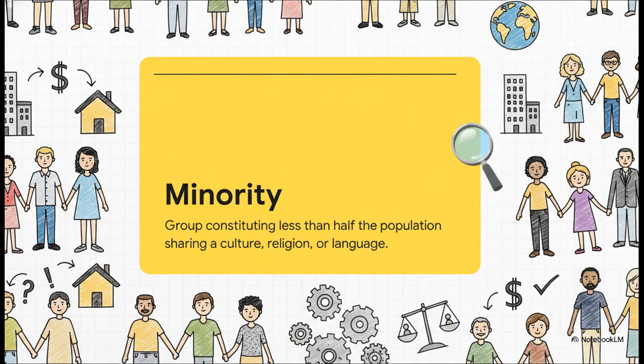Moving right along to Section 2, defining the borrower categories. Before we run a single calculation, we have to nail down these foundational definitions. How exactly do we define a minority borrower for this metric? Well, the standard specifically points to the United Nations Office of the High Commissioner for Human Rights. They define a minority as any group constituting less than half the population in a state whose members share a common culture, religion, or language.